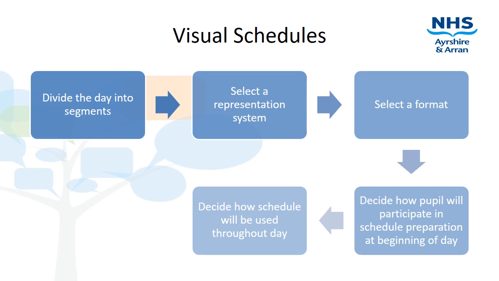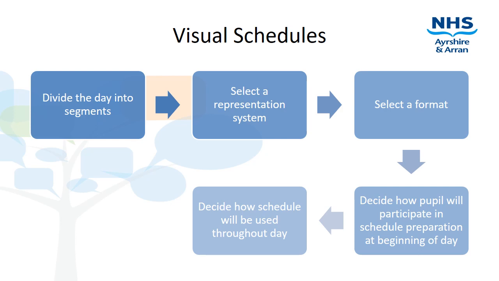So we need to think about who is the schedule for. Is it for a whole group or a whole class, or is it for an individual? Where is it going to be used? How big does it need to be? And what will it look like? So is it going to be a wall chart? Is it going to be in a binder or a folder? Are you going to have it on a strip? Where is it going to be? Is it going to be stuck on a wall? Is it going to be on a pupil's desk? Is it going to be in a pocket? How mobile does it need to be?